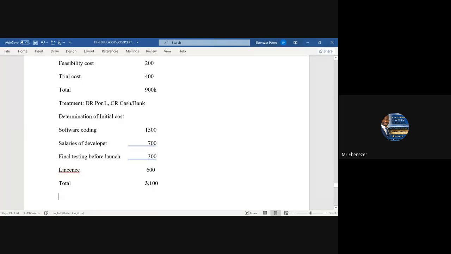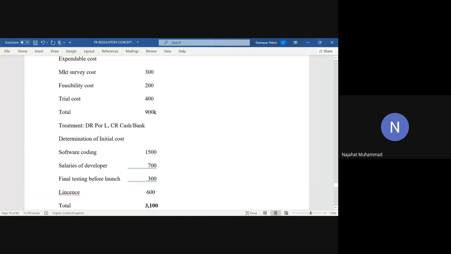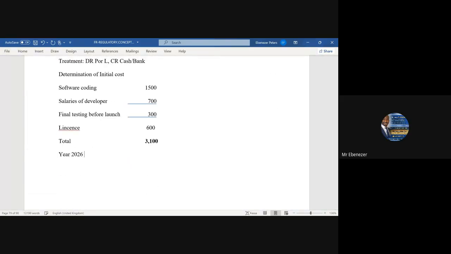So we now go and determine the subsequent measurement. So we have 20, what's the year? 2026. You have the initial cost, how much? 3,100. Any depreciation or amortization?